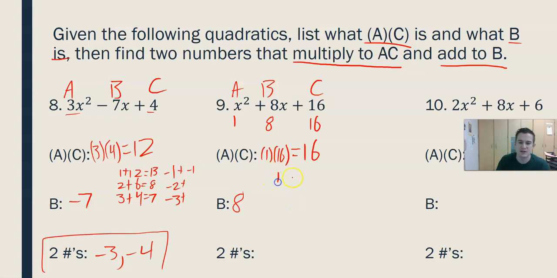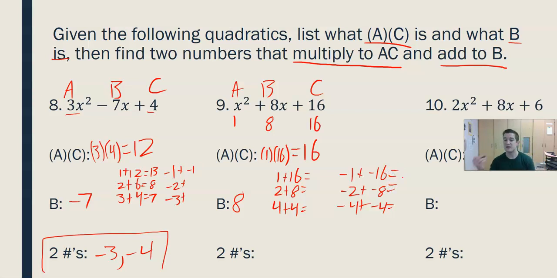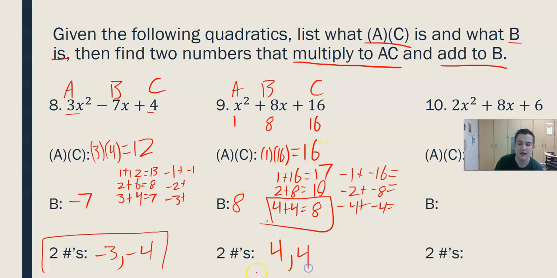So my factors of 16 are 1 and 16, 2 and 8, 4 and 4. Also -1 and -16, -2 and -8, -4 and -4. So I'm going to add all these together and see which pair gives me an 8. 1 plus 16 is 17, 2 plus 8 is 10, 4 plus 4 is 8. So two numbers that multiply to make 16 and add to 8 are 4 and 4. Okay, let's do one more.